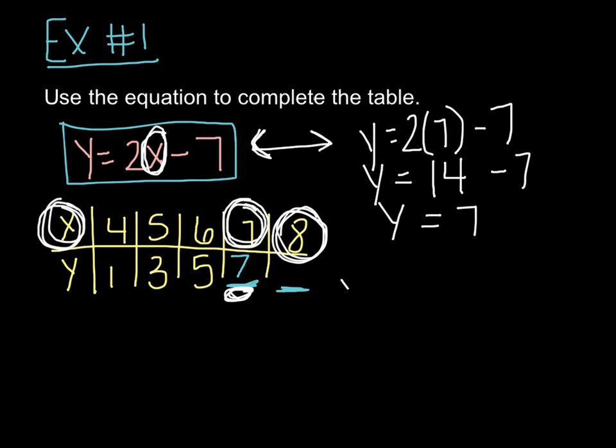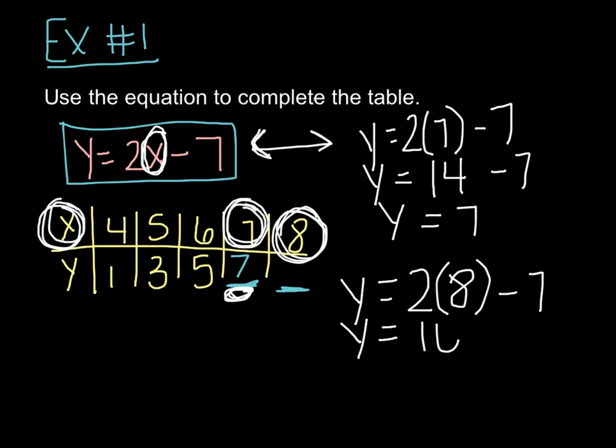So I'm going to do the equation again, but I'm going to put an 8 in place of the x. And now I'm going to solve. 2 times 8 is 16. And 16 minus 7 is 9. So my other value for the table is 9.